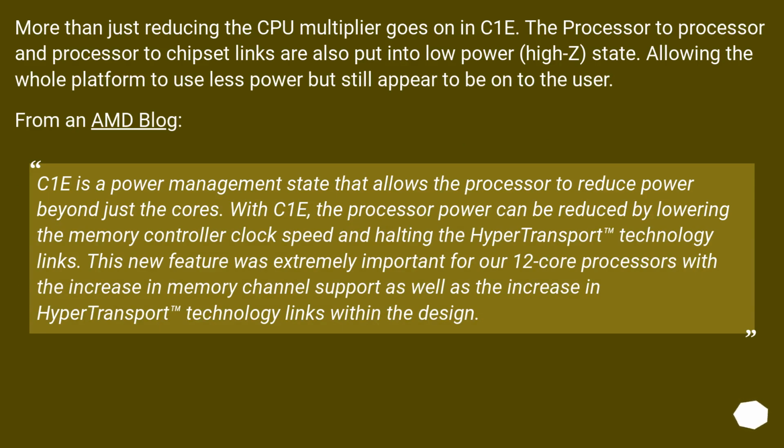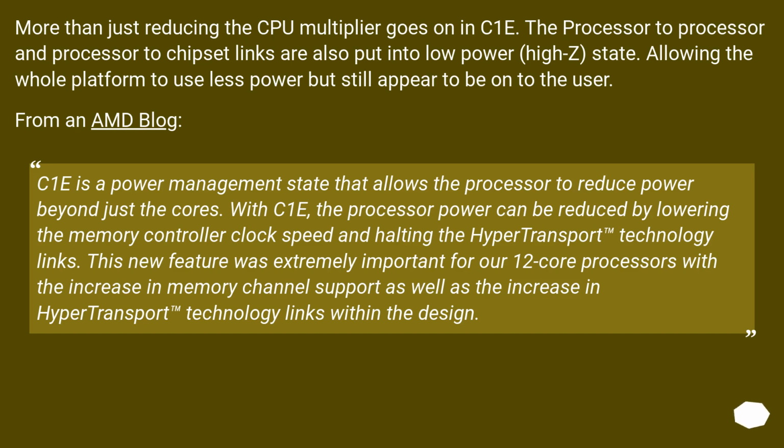More than just reducing the CPU multiplier goes on in C1E. The processor-to-processor and processor-to-chipset links are also put into a low power, high-Z state, allowing the whole platform to use less power but still appear to be on to the user.